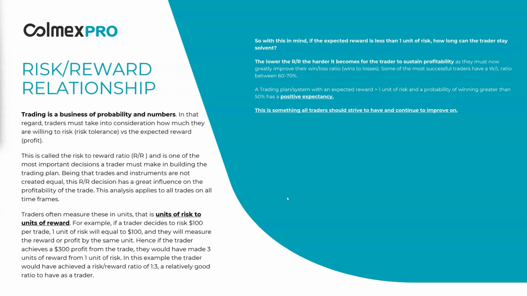Hence, if the trader achieves a $300 profit from the trade, they would have made 3 units of reward to 1 unit of risk. In this example, the trader would have achieved a risk-reward ratio of 1:3, a relatively good ratio to have as a trader, especially a day trader. So with this in mind, if the expected reward is less than 1 unit of risk, how long can the trader stay solvent? This is an important question that every trader must address.